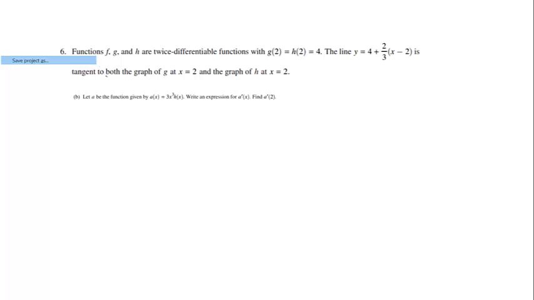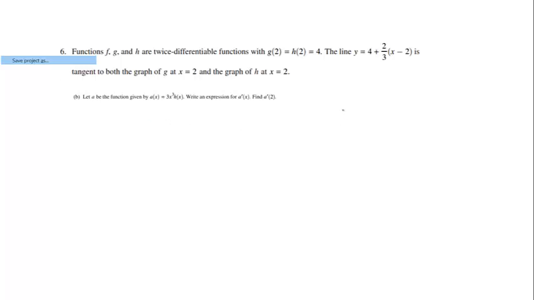Alrighty, functions f, g, and h are twice differentiable with g of 2 equal to h of 2 equal to 4. The line y equals 4 plus 2/3 (x minus 2) is tangent to both the graph of g at x equals 2 and the graph of h at x equals 2. For part A, it says, oh, that was part B. Let's go to part A.